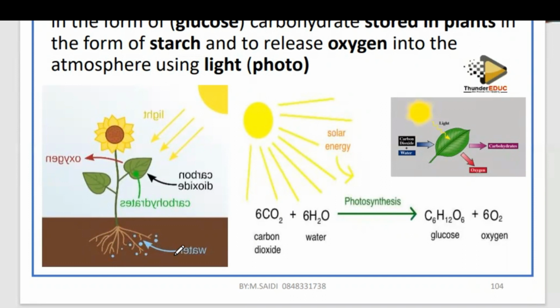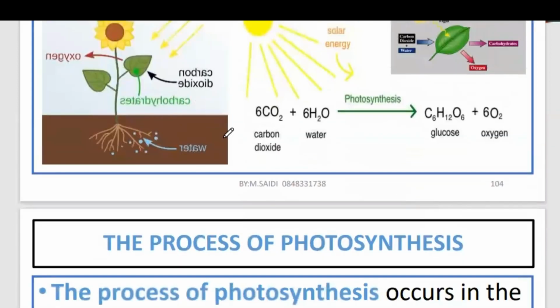Here the plant takes water from the ground, and then sunlight comes in and is trapped. Once it's trapped, carbon dioxide is used. Once that happens, oxygen is released, and then carbohydrates are formed. So this is the actual process which is happening, and we're going to look at this process in detail.